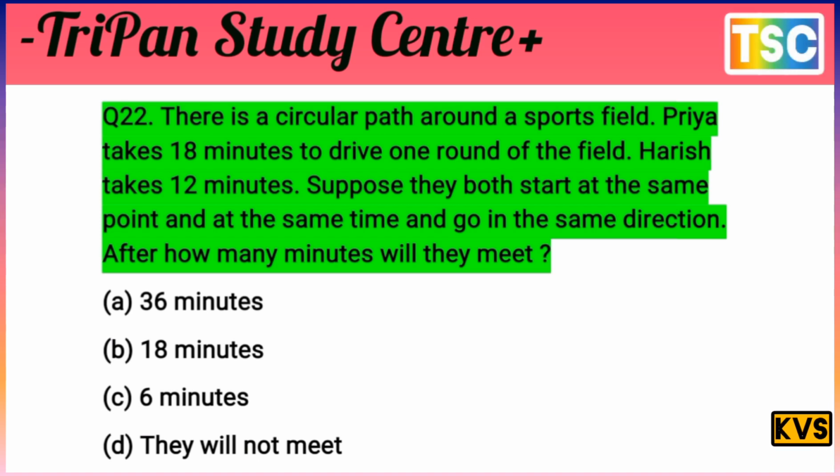Here is a circular path around a sports field. Priya takes 18 minutes to drive one round of the field, and Harish takes 12 minutes. Suppose they both start at the same point and at the same time and go in the same direction.